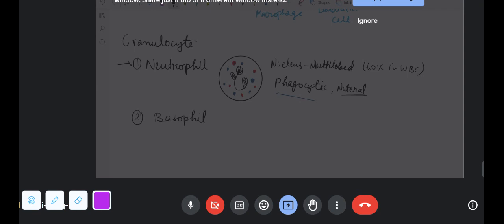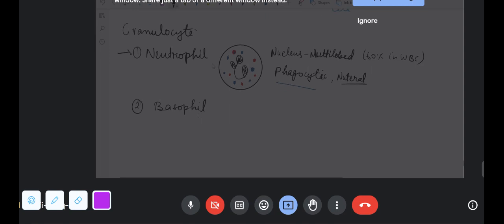What is it? The lifespan of this neutrophil, you can write it here, around 23 days. Okay, not 23 days. Sorry, around 7 days. So basophil is here only, and this will have an S-shaped nucleus.